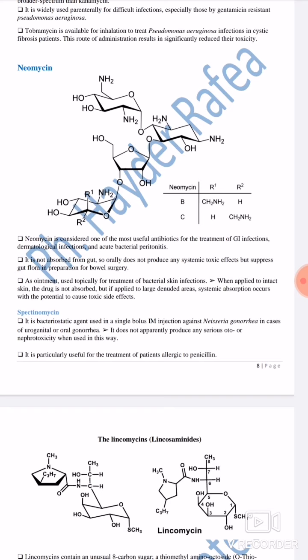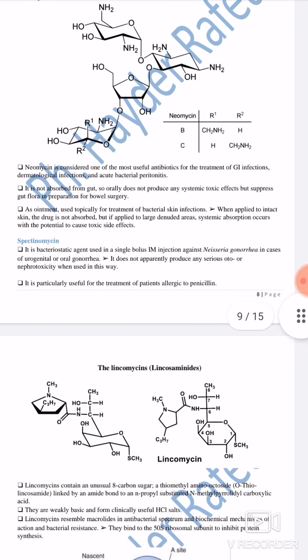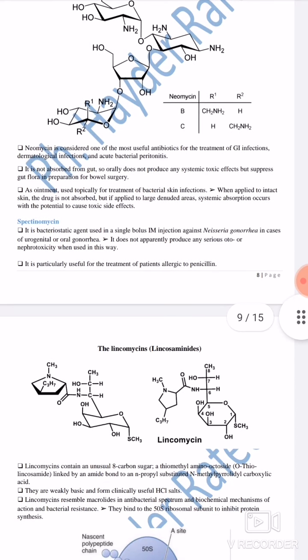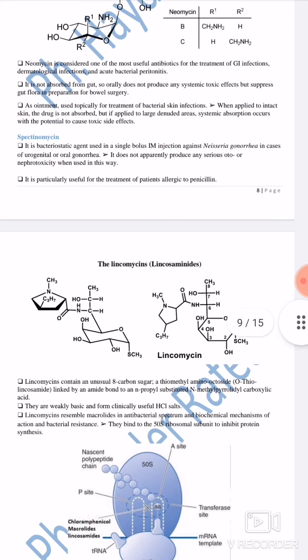Spectinomycin is a bacteriostatic agent used as a single bolus dose for an IM injection against Neisseria gonorrhoeae in case of urogenital or oral gonorrhea. It does not apparently produce any serious ototoxicity or nephrotoxicity when used in this way. It's particularly useful in treatment of patients allergic to penicillin.